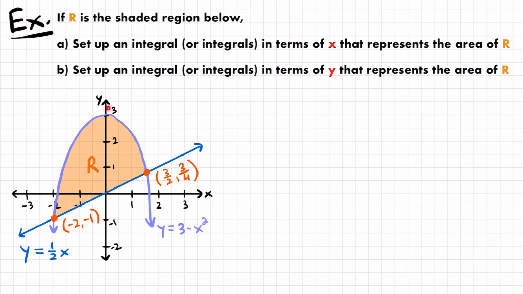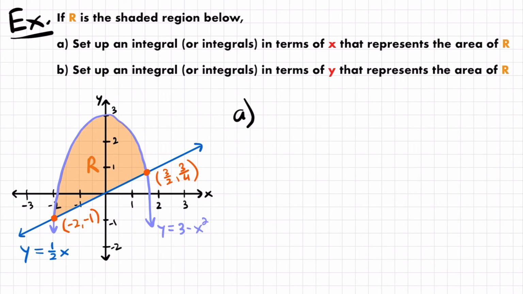Okay, so we're given a graph here where we have the line y equals 1/2 times x and a parabola of y equals 3 minus x squared. And then we can see that the points of intersection for these two functions are -2, -1 right here, and 3/2, 3/4 right here. All right, and so let's start with part A. Let's set up an integral, or possibly multiple integrals, in terms of x that represent the area of R.